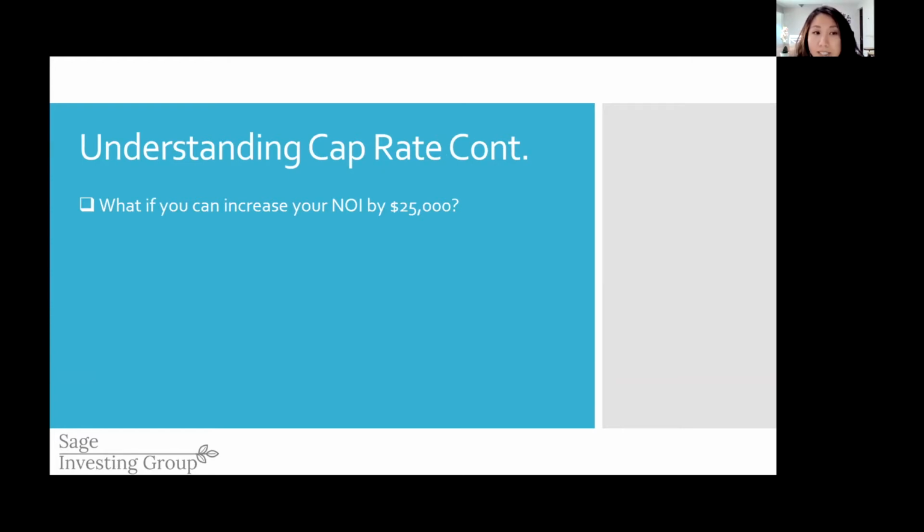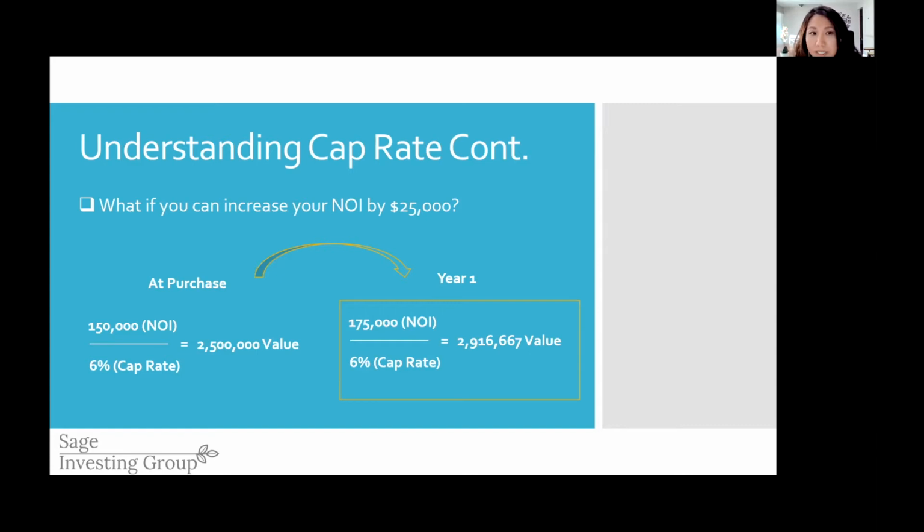Now, let's say we bought the property in the previous example. We were able to improve net operating income by $25,000 in year 1 after takeover, and the market cap rate is still at a steady 6%. Then your value of the property would now be $2.9 million. That is taking the $175,000 of improved NOI divided by 6%. You just have increased your value of the property by over $400,000.